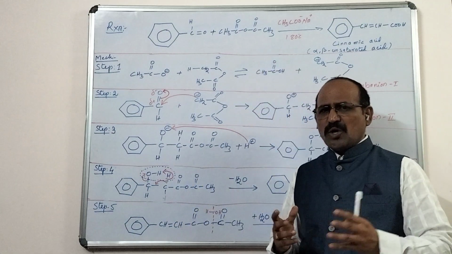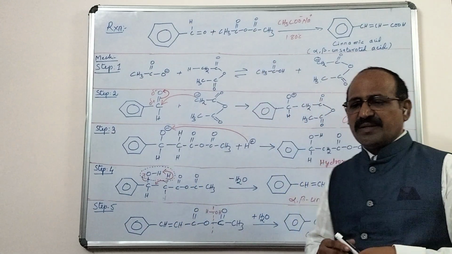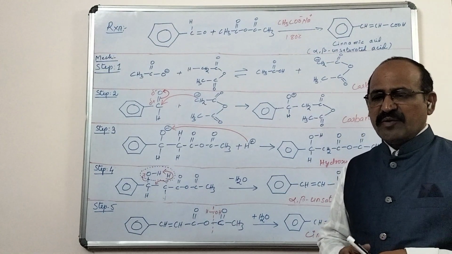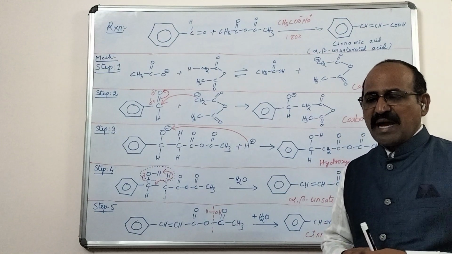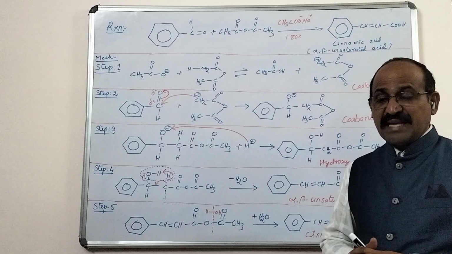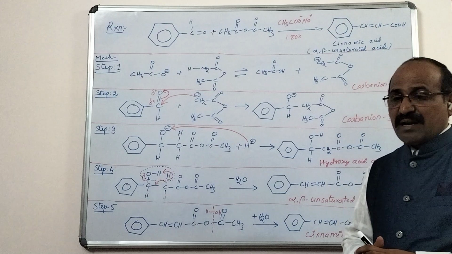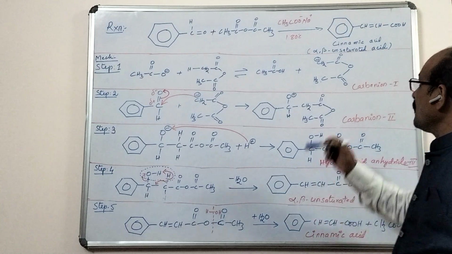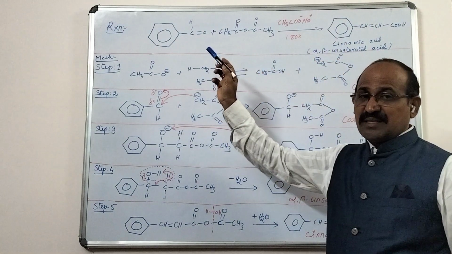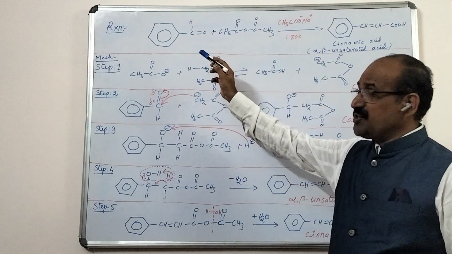Perkin's reaction. If you look at the definition of the Perkin's reaction, when an aromatic aldehyde is heated with an anhydride of the aliphatic acid in the presence of sodium salt of the same acid, which acts as a catalyst, it produces alpha beta unsaturated acid. Okay, so let us explain one more time about the definition.